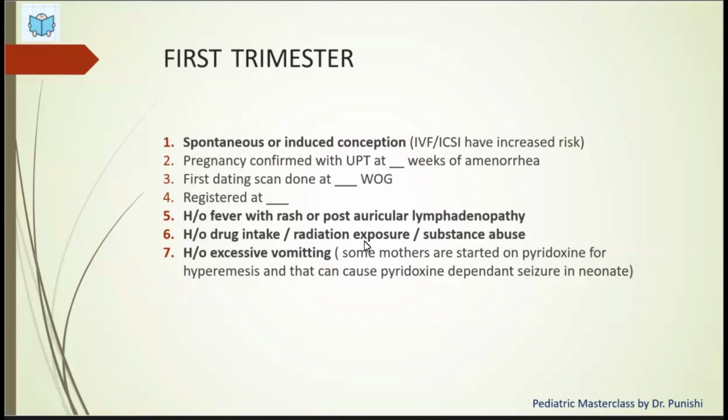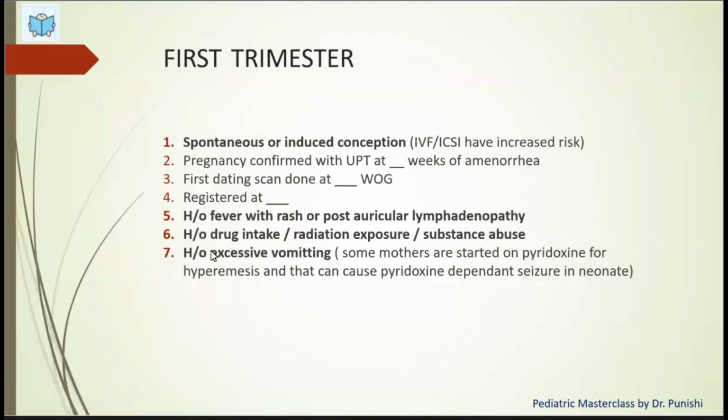Cigarette smoking, tobacco, alcohol, all of these are associated with low birth weight, preterm births, and increased risk of placental insufficiency, which can lead to hypoxia and delayed development. So, history of drug intake, radiation exposure, and substance abuse.